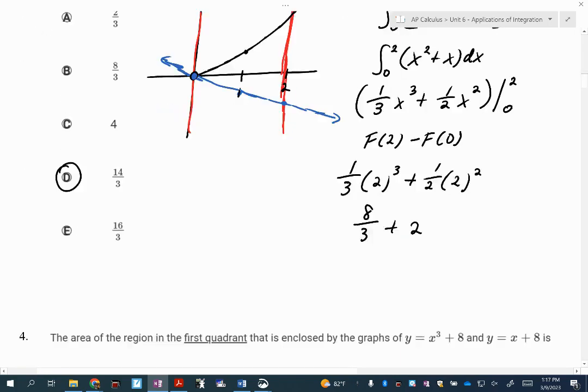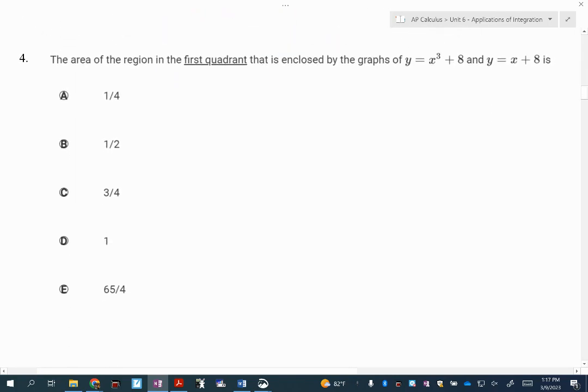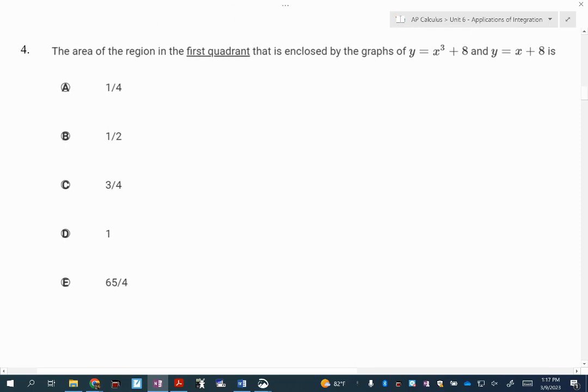All right, let's keep going. Remember, we're going all the way to 9 for this one. Okay, the area of the region in the first quadrant that's enclosed by these graphs, a cubic one, and a line. So let's do 0 cubed plus 8. So there's 0, 8. 1 cubed, 1 plus 1 is 9. And then we have 2 cubed, which is 8, plus 8 is 16. So we're going way up here.